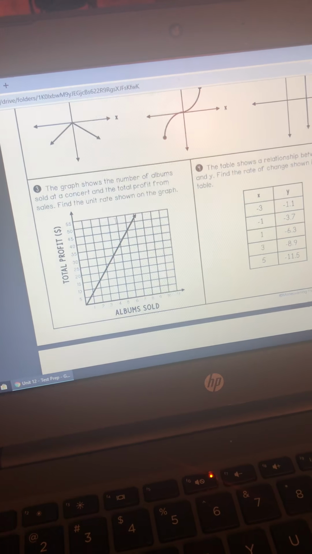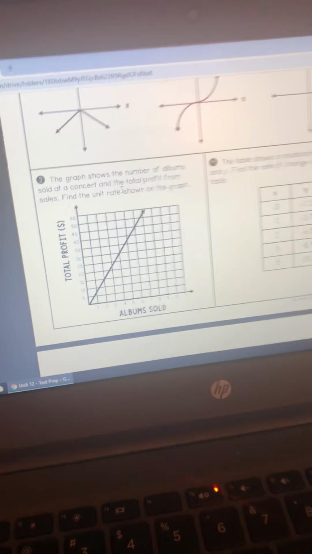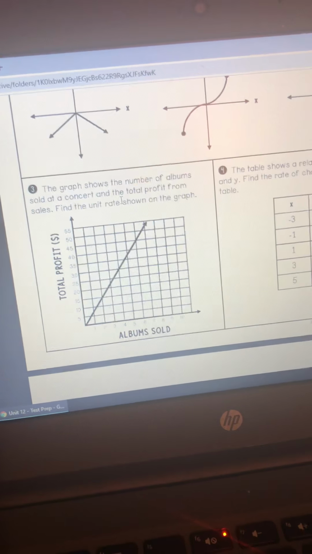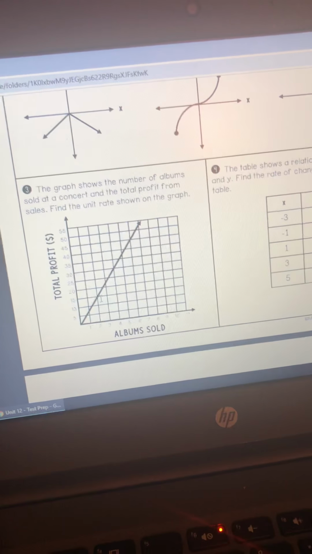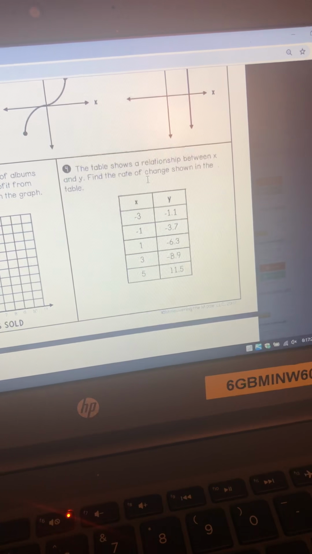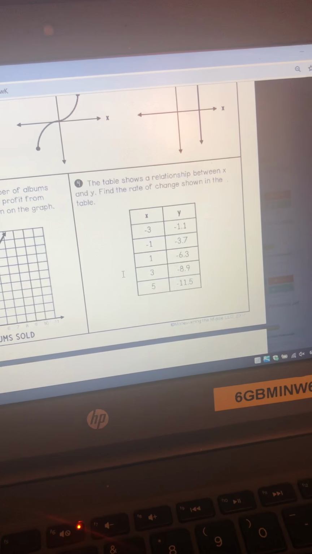Number 3 wants you to actually find the unit rate. Unit rate is the same thing as rate of change, which is the same thing as slope. So remember, pick your 2 favorite points, find your slope, the end. Find the rate of change, again, same idea: 2 favorite points, find your slope. Rate of change is the same thing.